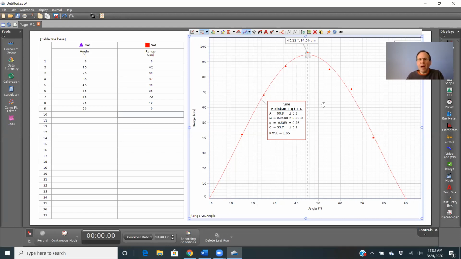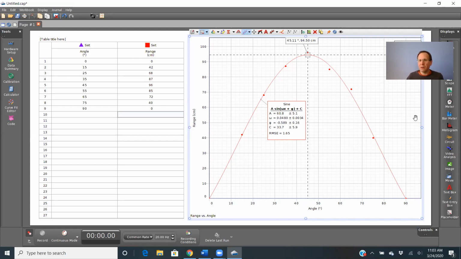So now this value, this 94.5, that's going to be my experimental maximum range, right? That would be my range value, the Y value here. And then the X value, which is our angle, theta, that's going to be your optimal angle experimental, 45.11. So this is what you want to compare, 45.11 to the 45 degrees when you're comparing the optimal angles. And then later, you're going to need this value. This is your experimental maximum range, the 94.50.